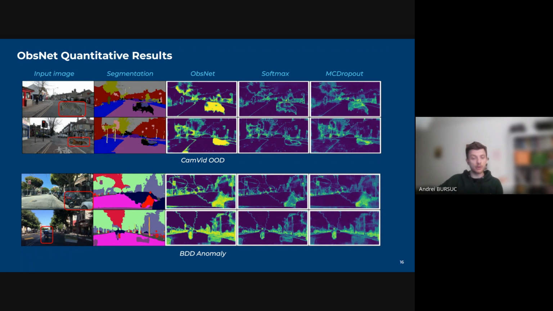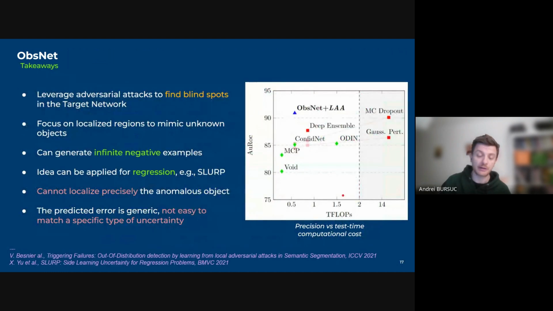When we look at BDD anomaly, which is a data set from the US, I remind you that we have as anomalous objects the motorbikes and the trains. Here I'm showing some examples with motorbikes, the segmentation, and here we have the results of OpsNet. We can see that the unknown objects are clearly highlighted with higher uncertainty compared to the softmax, and also compared to the dropout, which also gets them relatively right, but not with the same uncertainty, and while requiring several forwards, which come with a higher computational cost.